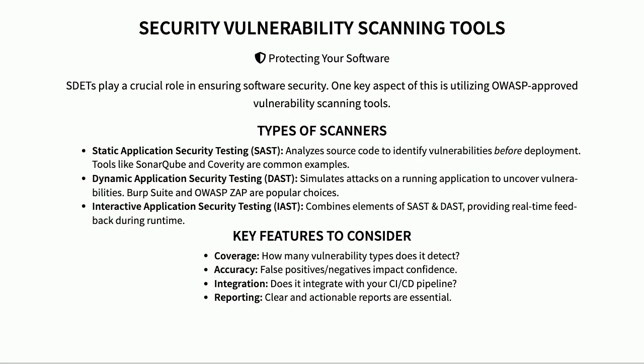Okay, let's talk about security, a really important part of SDET work. We're focusing on vulnerability scanning tools today. Basically, these tools help us find weaknesses in our code before they become problems. There are three main types. SAST scans your source code to spot issues early. DAST simulates attacks against a running app, and IAST combines the best of both worlds for real-time feedback.